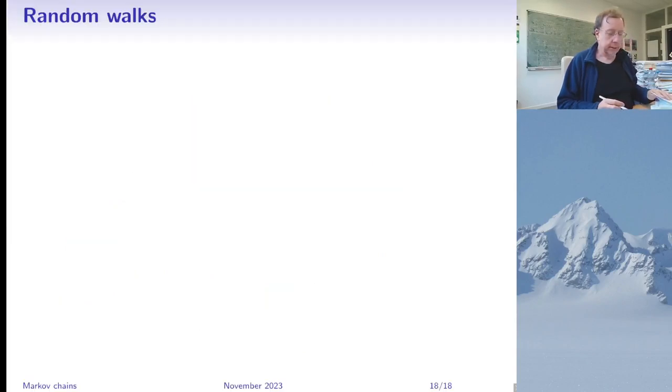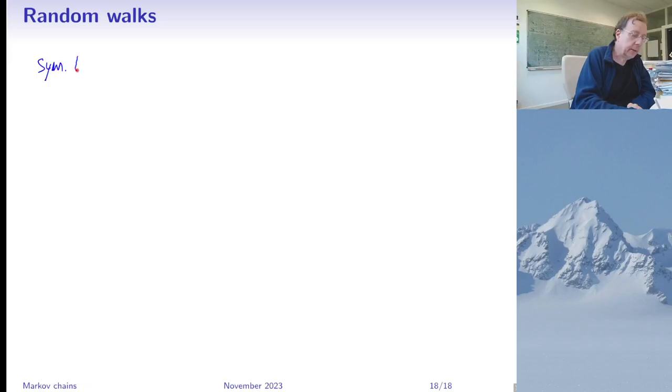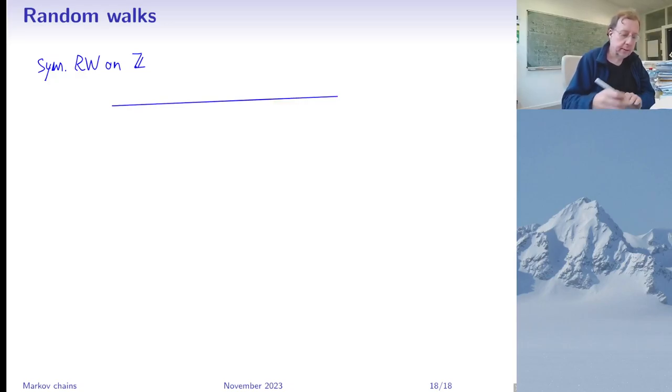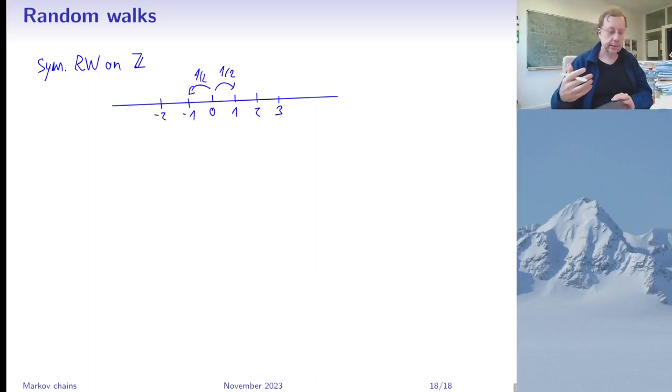So let me finish with a few things about random walks, which are another important example of Markov chains. More specifically, I will talk about symmetric random walks. So what is a symmetric random walk on Z, on the line of integers? Well, I have states which are 0, 1, 2, 3, minus 1, minus 2, and so on. And from 0 I have probability 1/2 of going to 1, 1/2 of going to minus 1, and I have the same for every site.